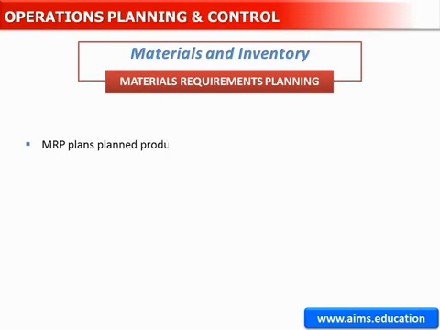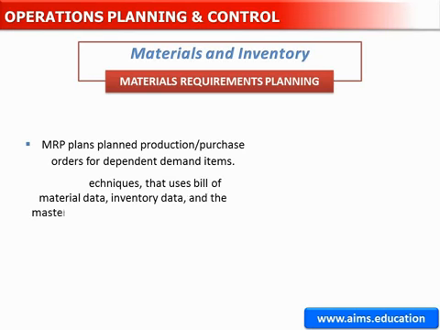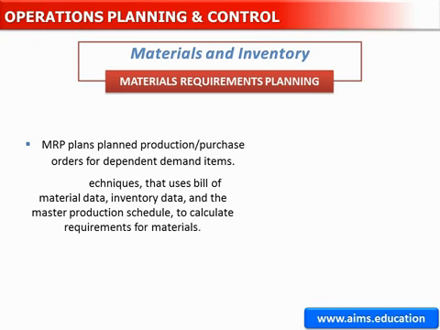Material requirements planning plans dependent demand items, the raw materials and components needed to produce finished goods for consumers. Material requirements planning is a set of techniques that uses bill of material data, inventory data, and the master production schedule to calculate requirements for materials. While independent demand is the subject of demand forecasts, dependent demand is not.